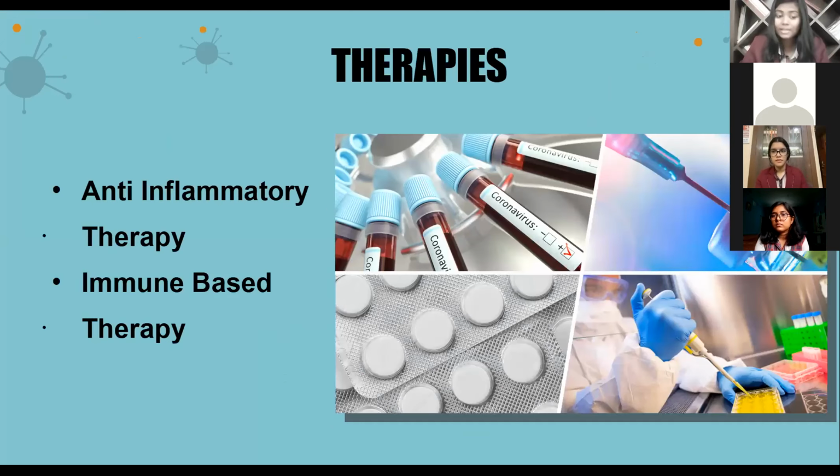Moving on to the therapies, in anti-inflammatory therapy, colchicine is employed that works against the inflammation which is caused by the virus. In immune-based therapy, antibody immunotherapies are employed in which convalescent plasma is taken from the recovered patients and injected into the patient to induce a hyperactivated immune response to ensure the fast recovery. Also, monoclonal and polyclonal antibodies are injected to ensure an even faster recovery.